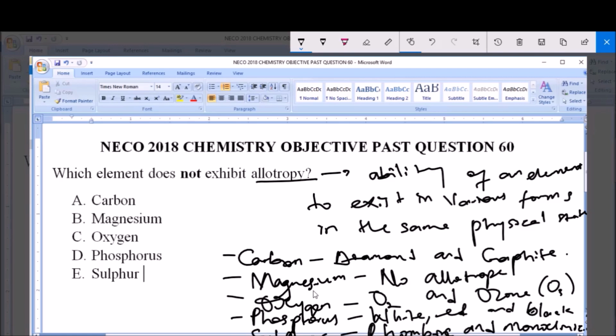Now you see that from this description, only magnesium here does not exhibit allotropy, that is, does not have allotropes. And so therefore magnesium is the answer to this question, because the question is asking us for an element that does not exhibit allotropy. So the answer to this question is option B, magnesium.